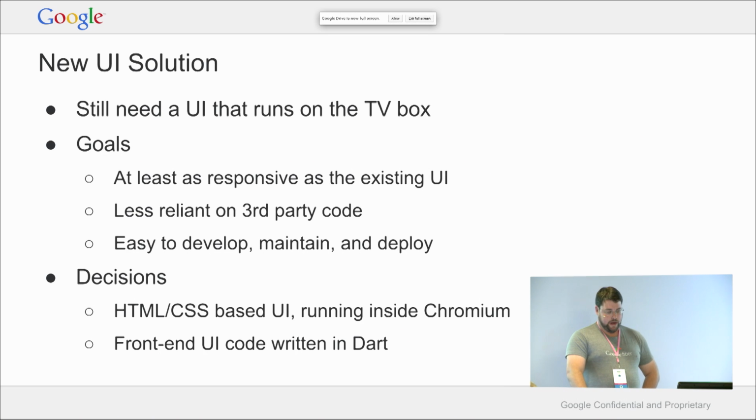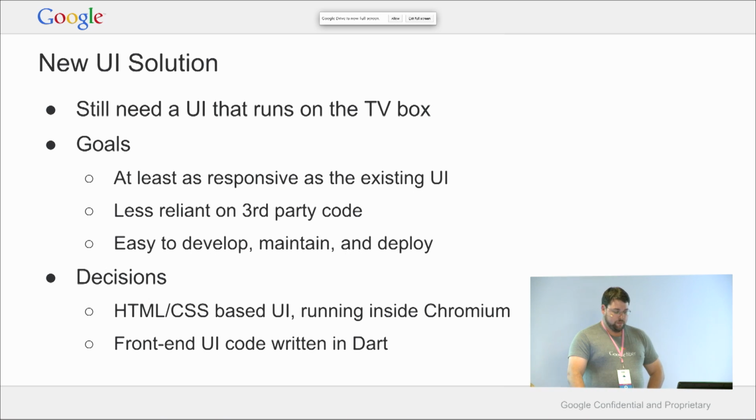We still need a UI that runs on the TV box, though, so we can't do everything in the cloud. Our goals for this were, we wanted it to be at least as responsive as the existing UI. We didn't want to go backwards in terms of performance. We don't want to rely on third-party code as much as we can. We want to do as much as we can in-house because we can fix things in-house really easily. And we wanted this to be easy to develop, easy to maintain, and easy to deploy.